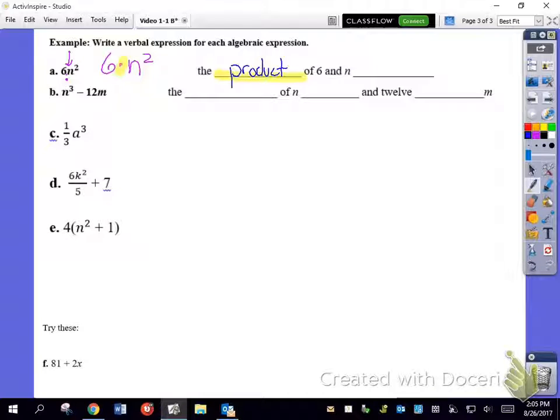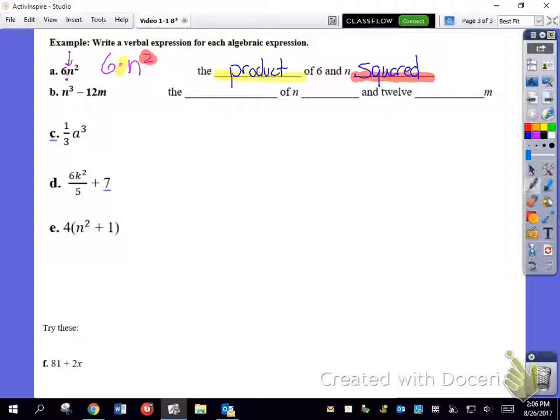The product of 6 and n. That means I multiplied. I could have said 6 times n. That's okay. And then the other thing that I have is a little exponent 2. That is called squared. I can also say the square of n. So 6 times the square of n, or I could say the product of 6 and n squared. So there's more than one way to write that.